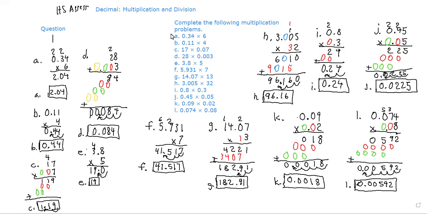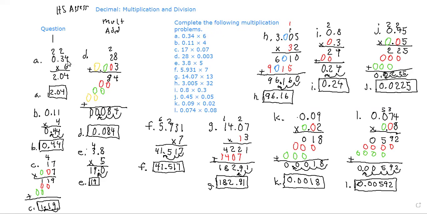We're going to be doing multiplication of decimals, and we're going to need to do two math operations. One of them is multiply, and the other one is add. So let me show you how it goes. Okay, start off with question number 1A. It says complete the following multiplication problems.